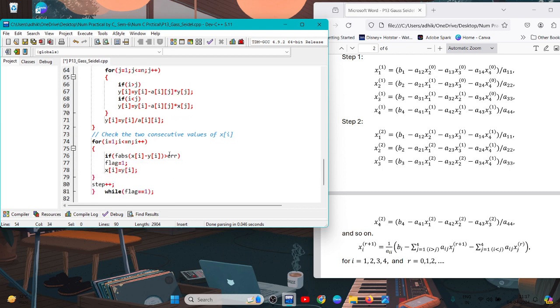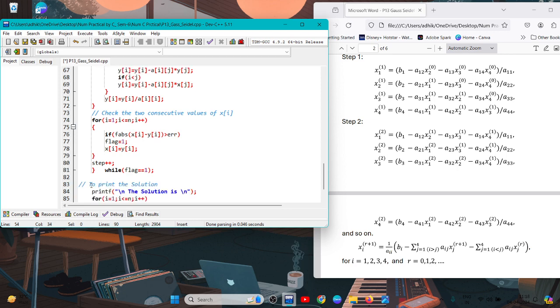Now we check these consecutive values against this tolerance level. Absolute value of xi minus yi, where xi is the previous value: x1 equal to 0, x2 equal to 0, x3 equal to 0, x4 equal to 0. And if the calculated value yi differs by more than the error term, then flag equal to 1. And when flag equal to 1, we again enter the do loop.